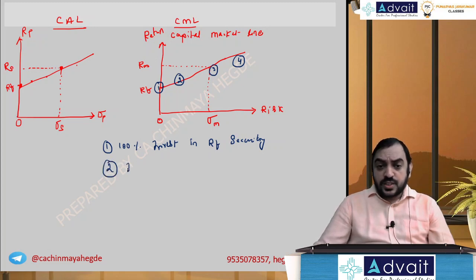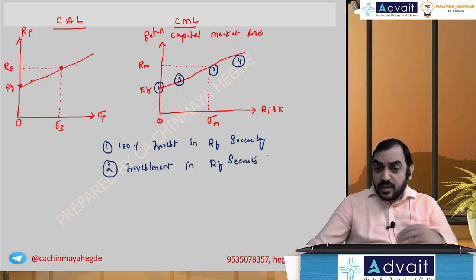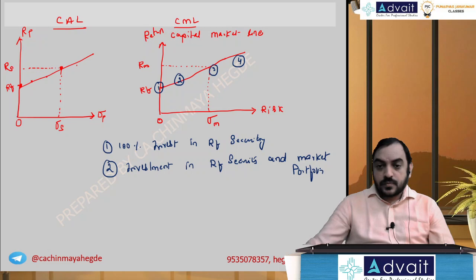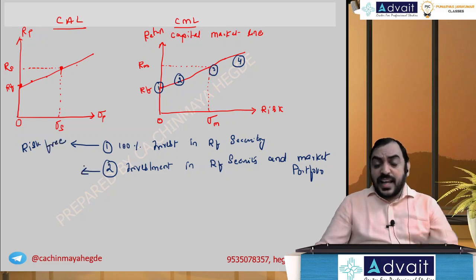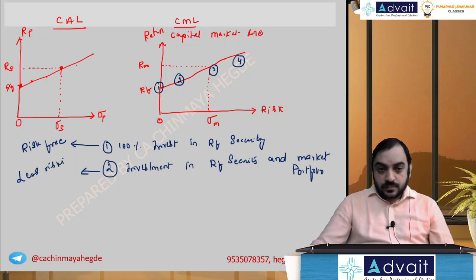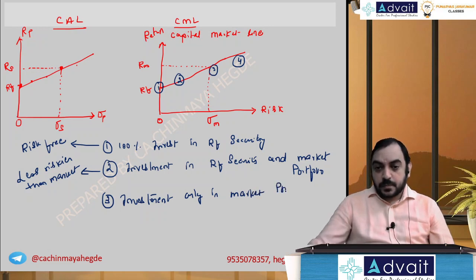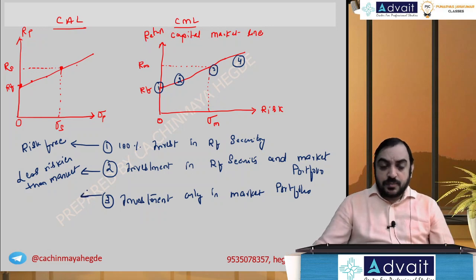The second portfolio is investment in risk-free security and market portfolio, a combination of both. The first is risk-free actually, because you're investing everything in risk-free. And this second one will be less risky than market. And the third portfolio is 100% investment only in market portfolio. So this will be the same risky as market. Same risk as market.